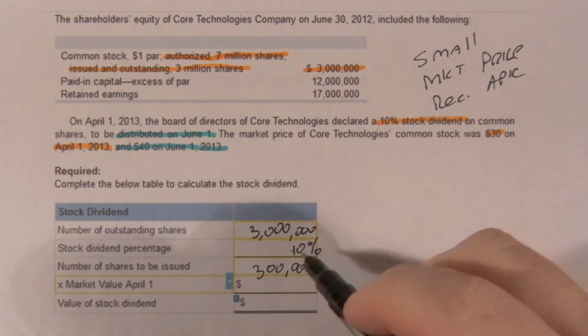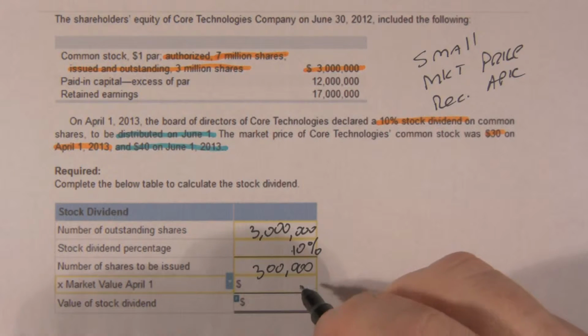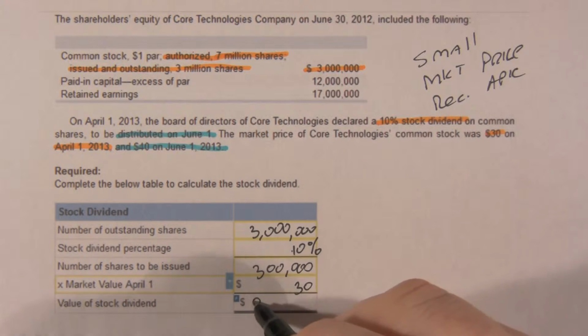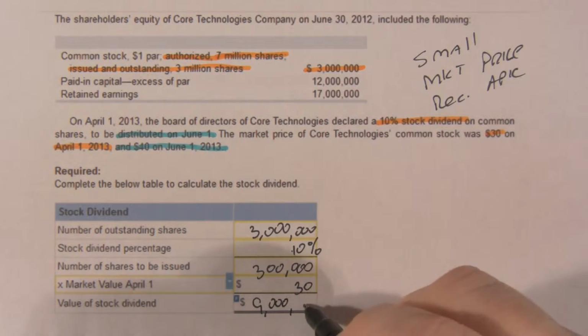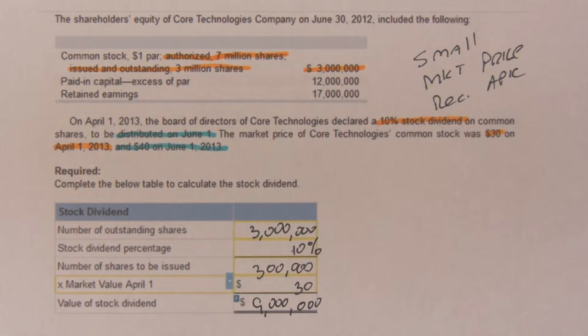And the market value on April 1st, because that's when the dividend's declared, that's when it counts, it's $30. So the value of the stock dividend is 9 million. The June 1st number is completely irrelevant. So it asks us to look at the additional paid-in capital. It asks us to do the journal entry.